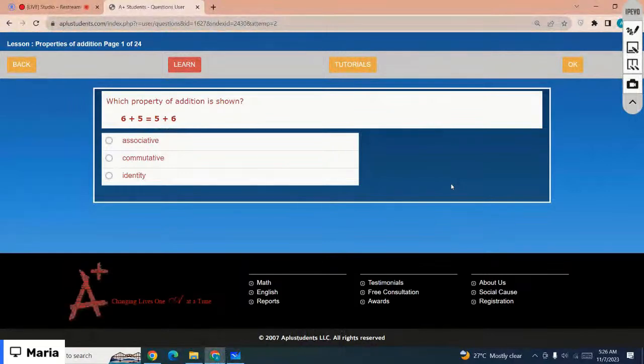Okay, which property of addition is shown? Associative, commutative, identity. Which is the correct option? No one is answering now because I am asking questions. That is the commutative property.